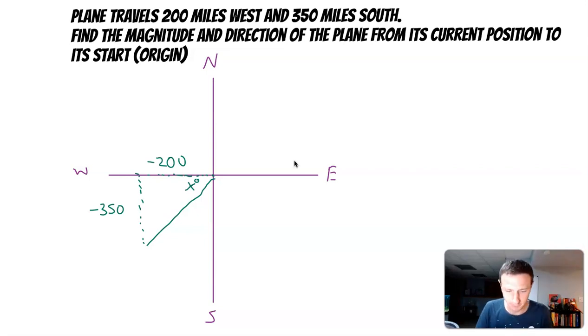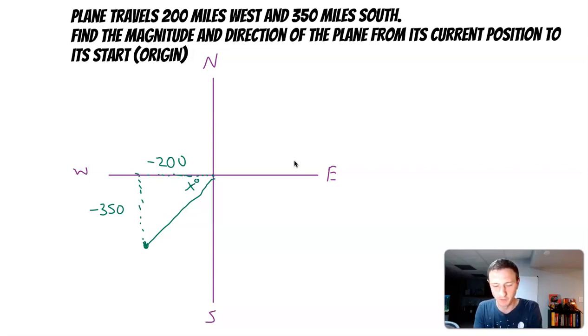So magnitude is going to be found by using the distance formula. Okay, so we have negative 200, negative 350. We want to use the distance because we want to know how far it is from here to here. So we want to know what is the distance that it traveled, the magnitude.